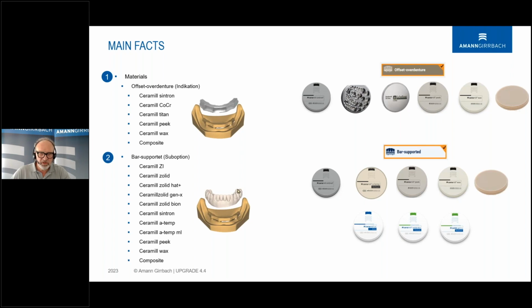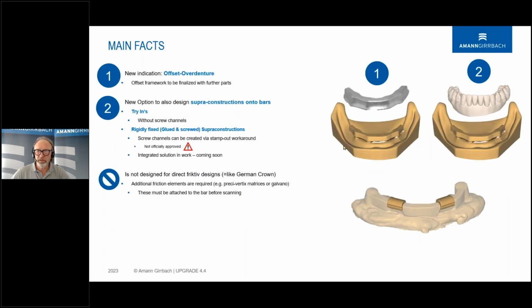And for the bar supported, that means for the construction part over the overdenture, we have Sintron. If you want to veneer it, for example, we have ATEM for try-in, PEEK, wax, and some kind of zirconia. A very common and modern way to make this kind of full arch is to set up a bar on implants, make an offset overdenture here, mill this part out of zirconia, and glue these two parts together.